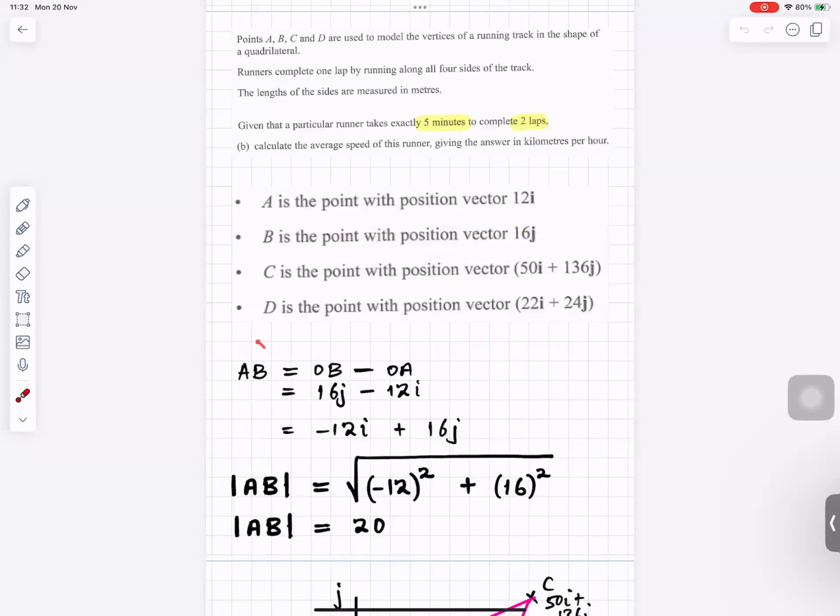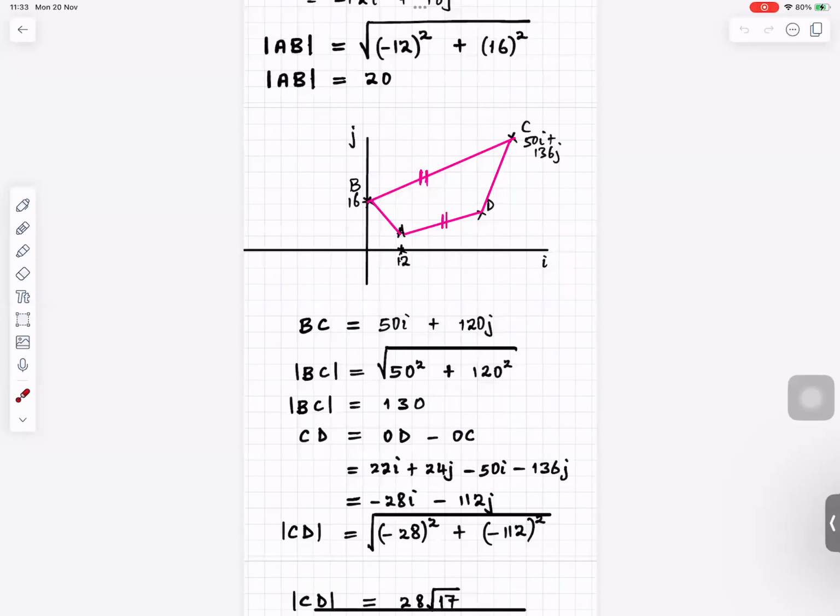So let's find what AB is. AB is OB, the second one, minus the first, OA. That gives you minus 12i plus 16j. And the distance for AB, minus 12 squared plus 16 squared, gives you 20. So now we have got AB. I put it in blue there. After that, we need to find BC. After that, we find CD. After that, we find AD.